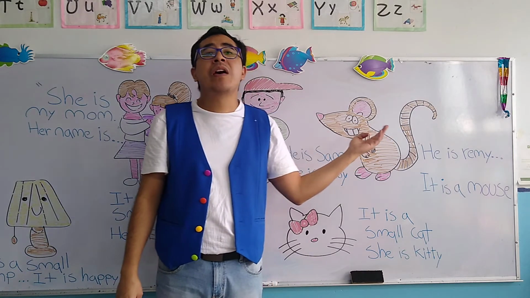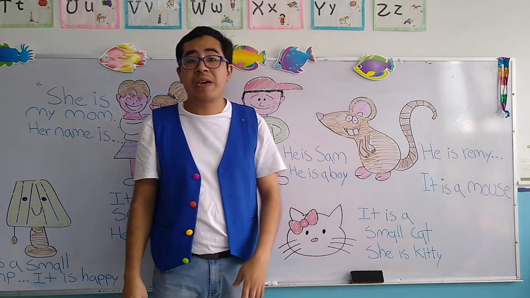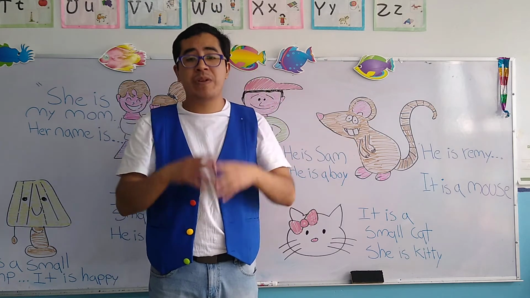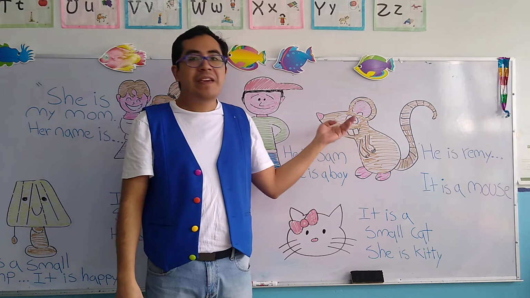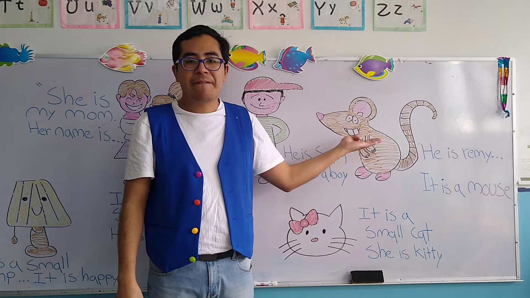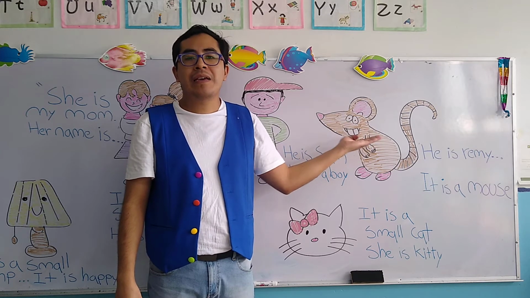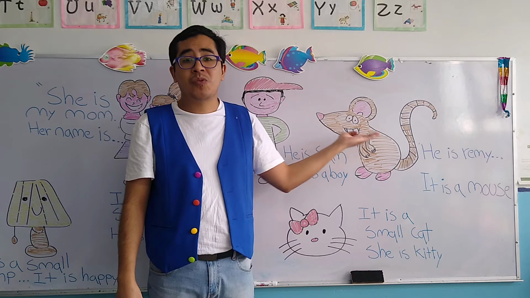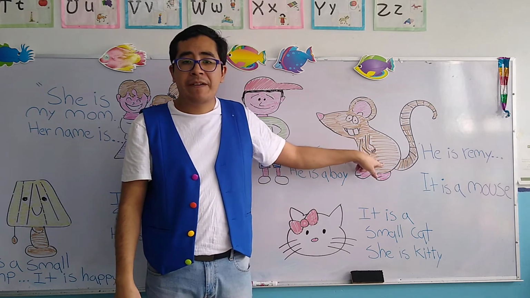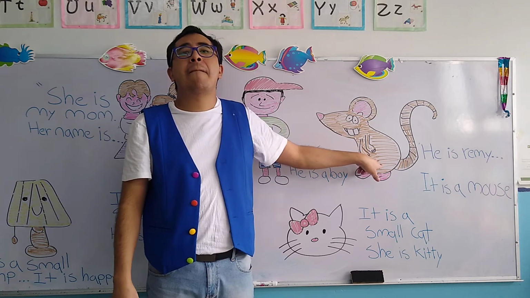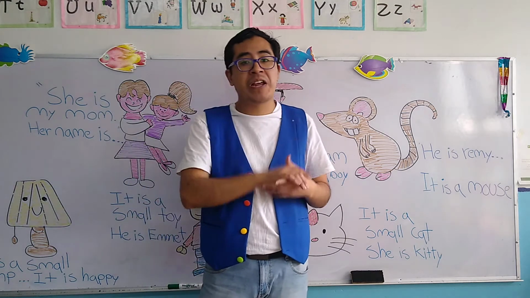Now, for this mouse, I put him a name. His name, su nombre, is Remy. Okay, Remy, like the character from the movie Ratatouille, which is a mouse also. Very good. So, he is Remy. He is a mouse. Él es Remy. Él es un ratón. One more time. He is Remy. He is a mouse. Very good. Excellent pronunciation. You are doing a great job.